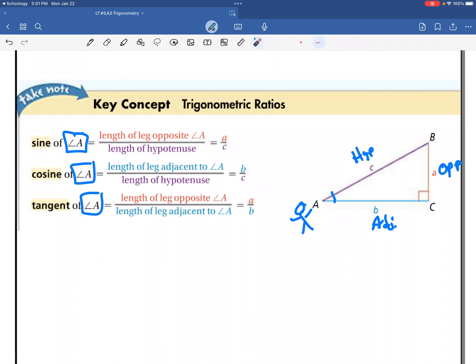So when we talk about the ratios of sides and we're standing at angle A, the opposite side over the hypotenuse, so A over C, is the ratio of sine for angle A. Cosine of angle A is the adjacent side over the hypotenuse, B over C. And the tangent ratio of angle A is the opposite over the adjacent. So that's A over B.